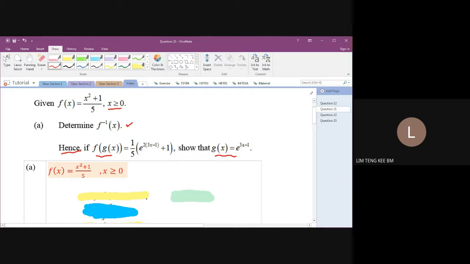So how are we going to solve this question here? First, we need to find out the inverse. Then you see the word hence. Hence here means that I must apply the inverse that I find to help me to show g(x) is equal to e power of 3x minus 1. And how are we going to do that? Let us first find out what the inverse is.